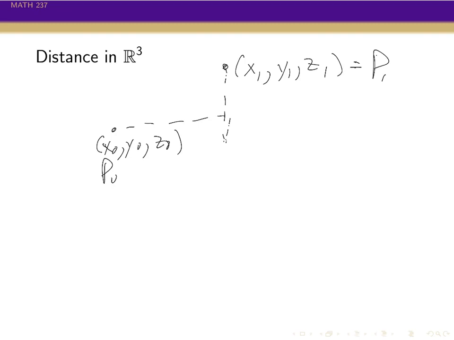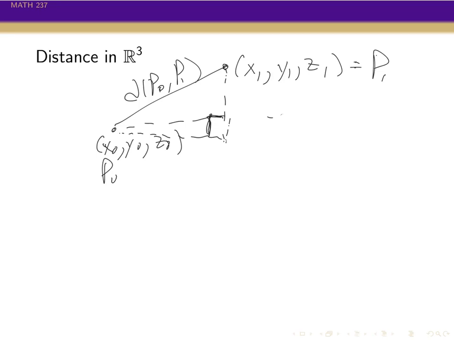And so the question here is, how do you find this distance between these two points in R3? Okay, so this is a little bit more difficult than in R2. But the idea is going to be basically the same, in that we're going to use the Pythagorean theorem, and we've got to break this up into a right triangle.